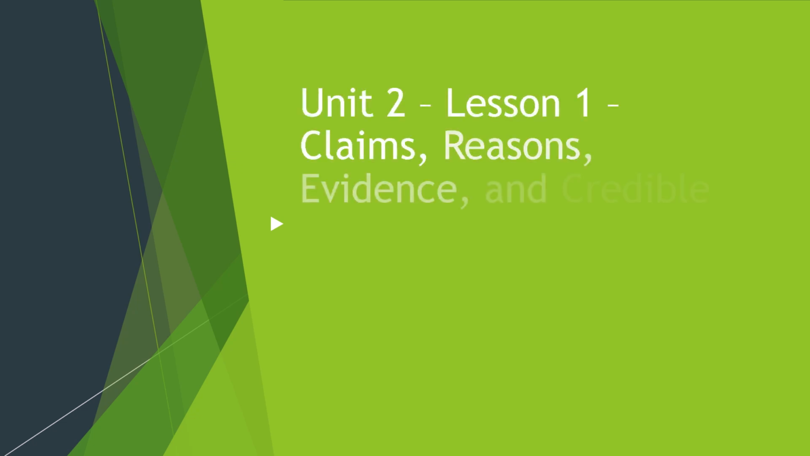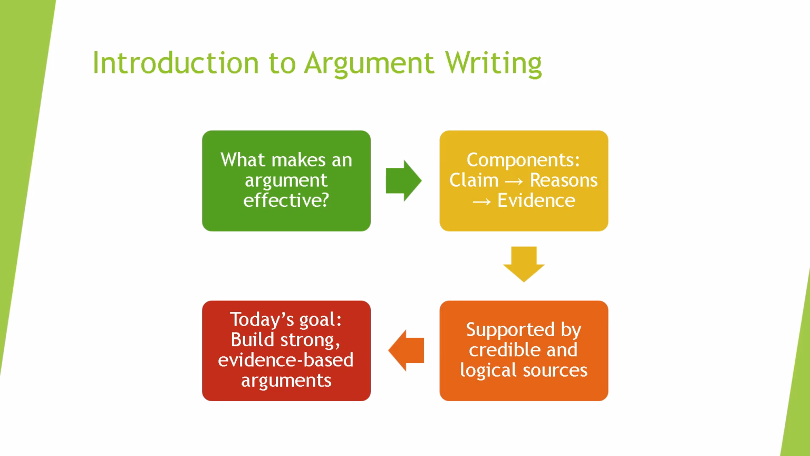Welcome to Unit 2. This is Lesson 1 about claims, reasons, evidence, and credible sources. So let's start by asking what makes an argument effective. In everyday life, we argue to convince others, but in academic writing, our goal is to persuade logically, not emotionally.